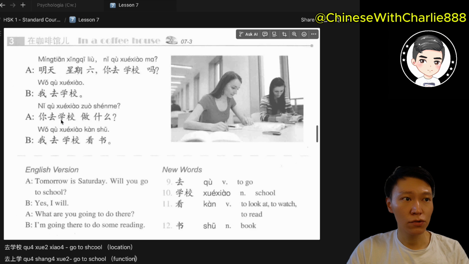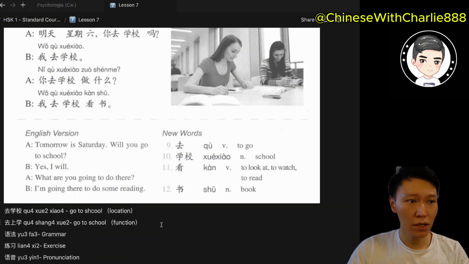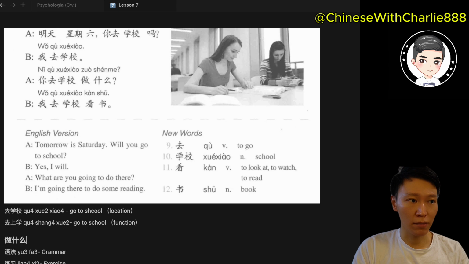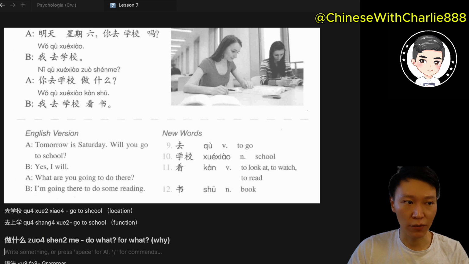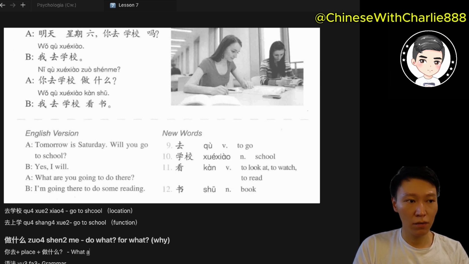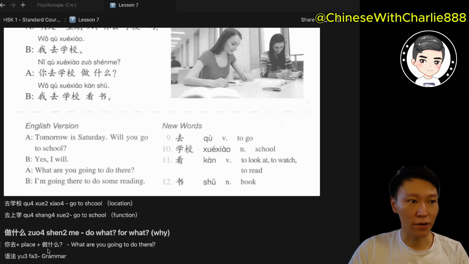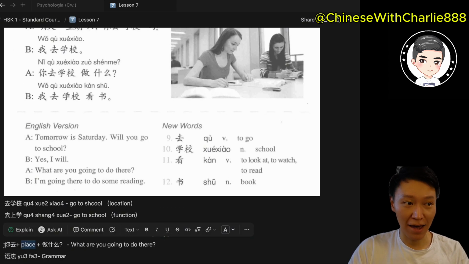And then A asks 你去学校做什么? So here we have this expression 做什么. 做什么 means do what, right? For what? Or you can just understand it as why. Why are you going somewhere? So the structure here is 你去 plus a place, and then 做什么, right? It means, what are you going to do there? So remember, this place should be placed after 去, and then doing what at the end of the sentence.